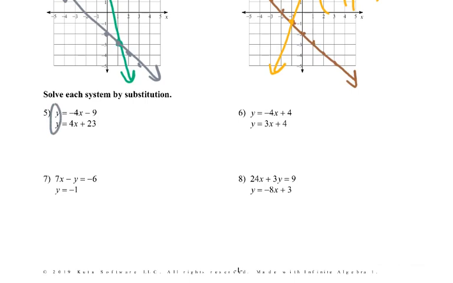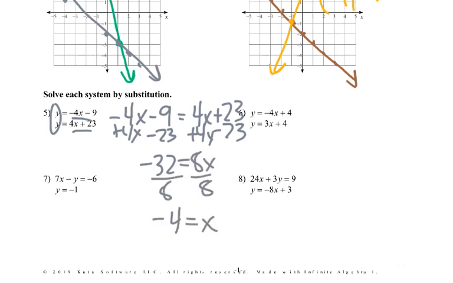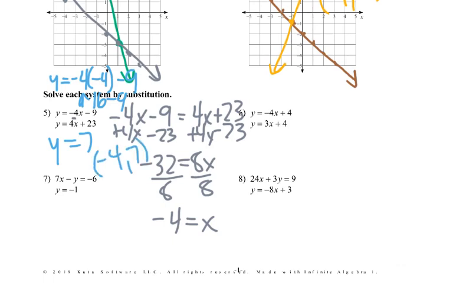So, notice they're both equal to y, so basically I can set them equal to each other to find x. And then we solve. Subtract 23, which would give us -32, add 4x, which would give us 8x, divide by 8, we get -4 for x. Then we plug in a -4 into one of these. So y equals -4 times -4 minus 9, which would give us a +16 minus 9, which would give us 7. So y equals 7. So one solution, and it's -4, 7. It's the point where they intersect.